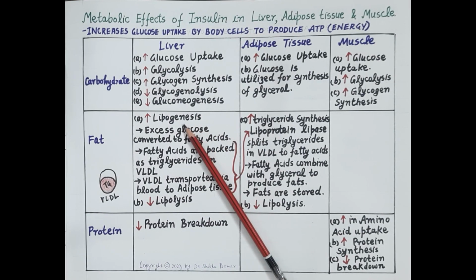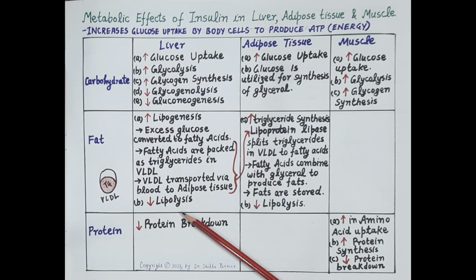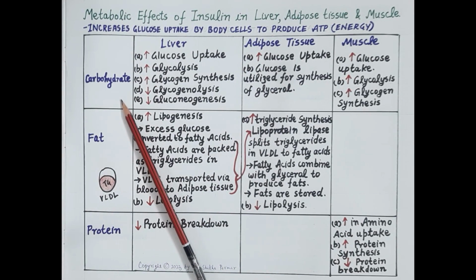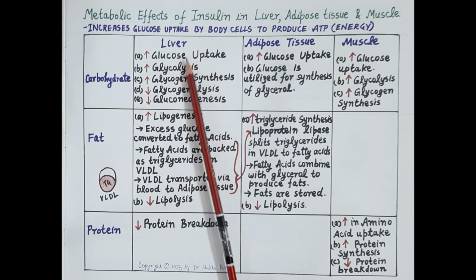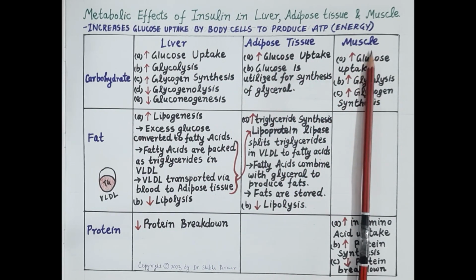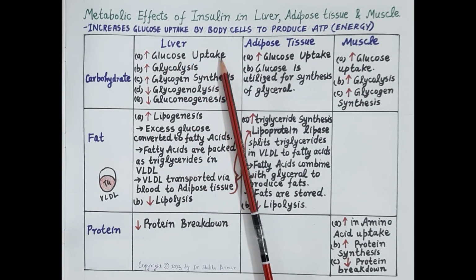Then lipogenesis, that is the synthesis of fats. Lipolysis, that is the breakdown of fats. Let's first understand carbohydrate metabolism. Now, as we all know, immediately after a meal, blood glucose level rises and glucose stimulates increased release of insulin from the pancreas. Now, insulin mediates rapid uptake of glucose by the liver cells, by the adipose tissue and also by the muscles. So, uptake of the glucose by the liver cells increase.